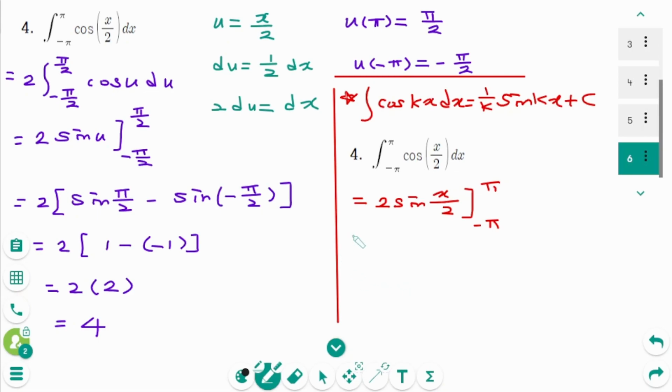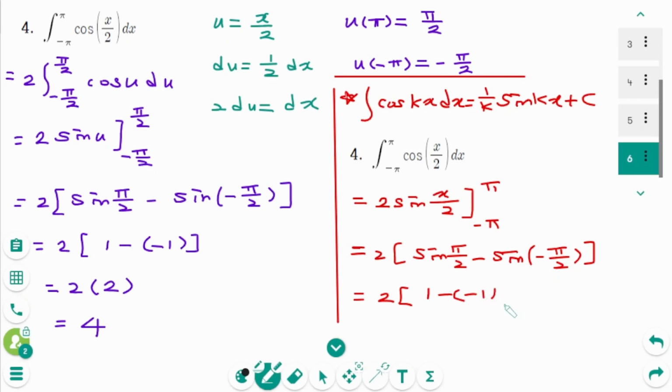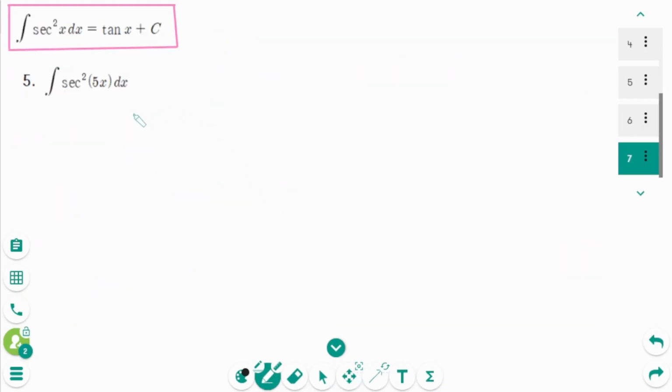We already know we don't need to change the limit. Then 2 times sine of the upper limit pi over 2 minus sine of the lower limit minus pi over 2 equals 2 times, sine pi over 2 is 1, minus this one is minus 1. Then the answer is exactly the same, which is 4. See, quick and easy. Question 5.